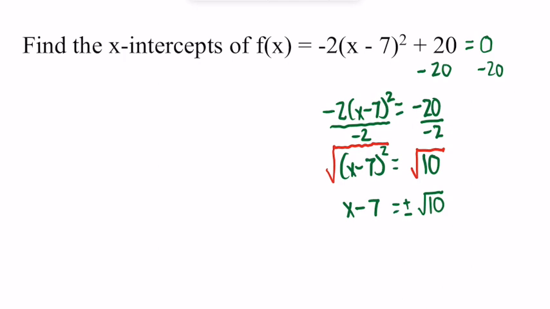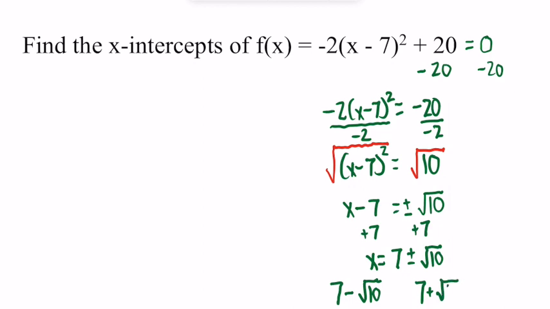And now, what people will sometimes do at this point is go ahead and add 7 to both sides. Since those are not like terms on the right side, one's under a square root and one's not, we would leave them separate, and this would be written as 7 plus or minus the square root of 10. And if we wanted to write the answers individually, we would have 7 minus the square root of 10 or 7 plus the square root of 10.